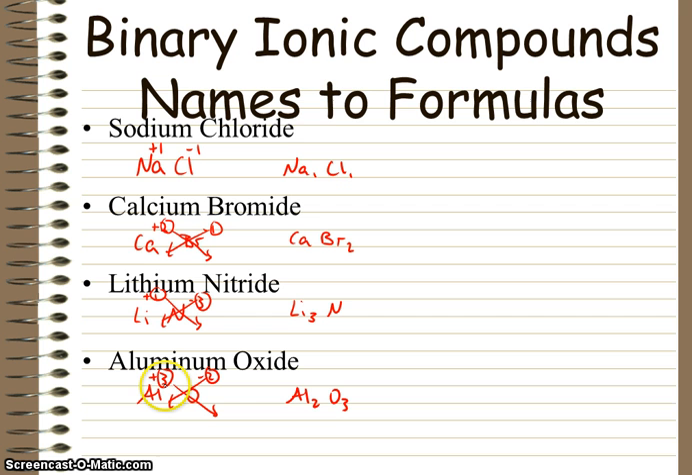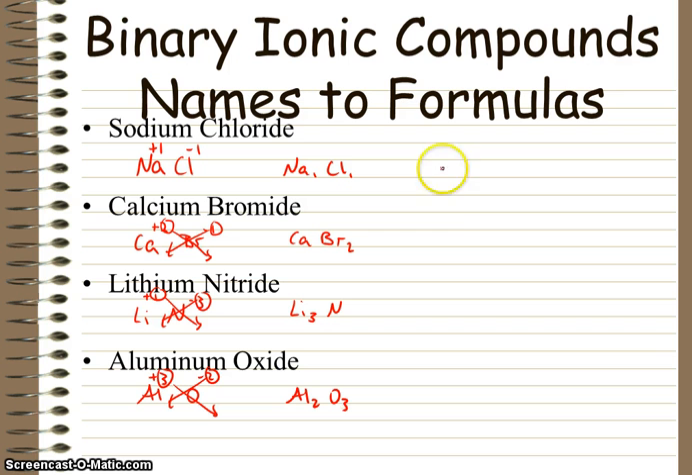Now think about that. Each aluminum is going to be losing 3 electrons, and we've got 2 aluminums. That means a total of 6 electrons are being lost by the aluminum. We've got a -2 charge on the oxide, which means that they're each going to gain 2 electrons, and we've got 3 of them, so 6 electrons are being gained by the oxygen. So the electrons gained are going to equal the electrons lost. And the whole compound is neutral.